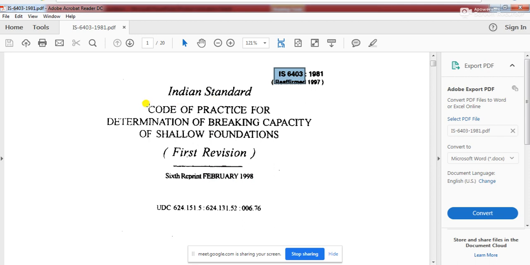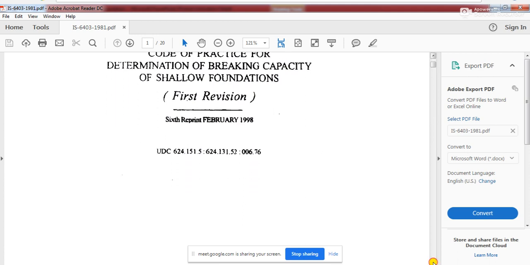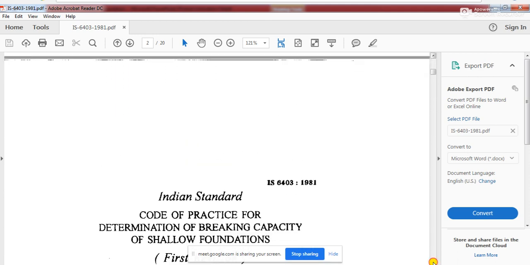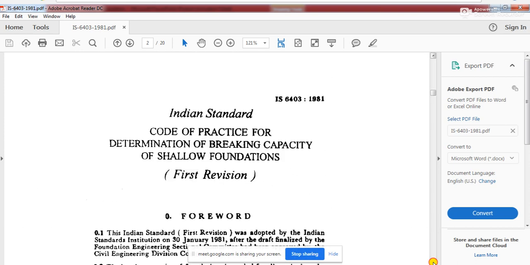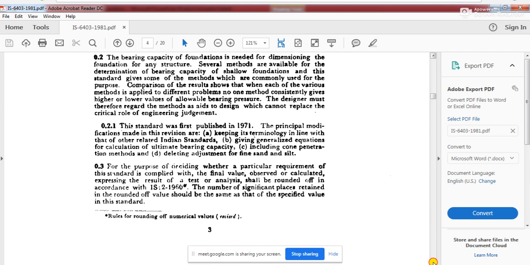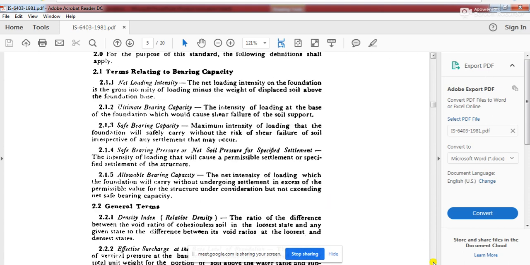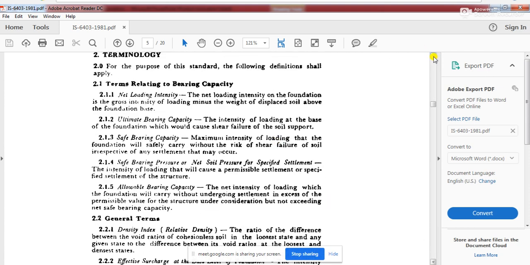It is nothing but the Indian Standard Code of practice for determination of bearing capacity of shallow foundation, and that is what we are discussing, right? We are discussing determination of bearing capacity for shallow foundation. Now, in this code, the first few pages always give some details, then there are some forewords, and these terminologies are defined.